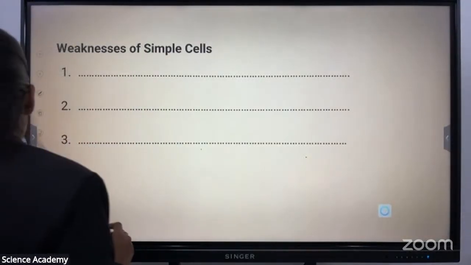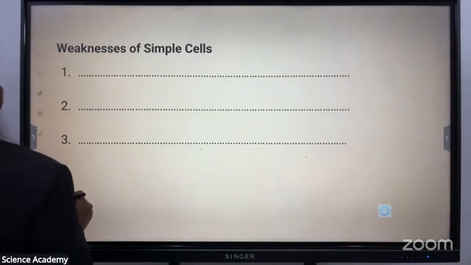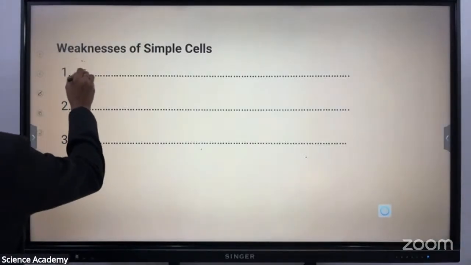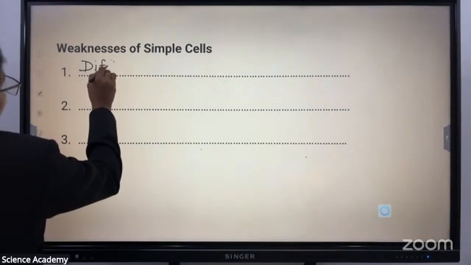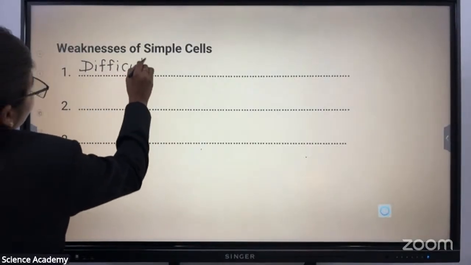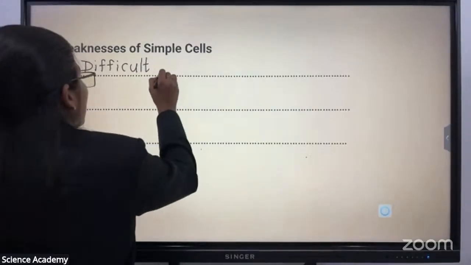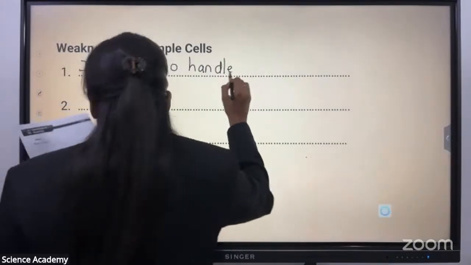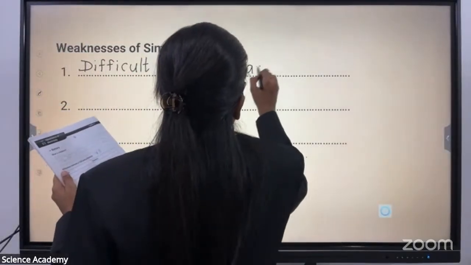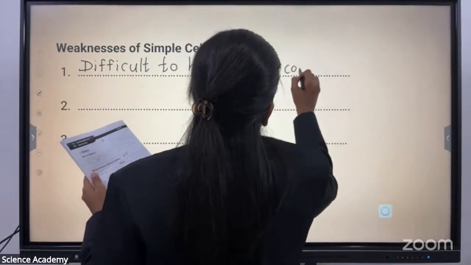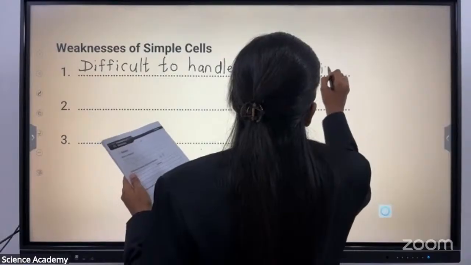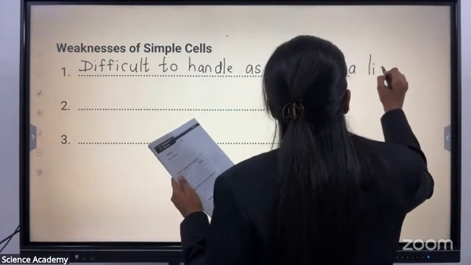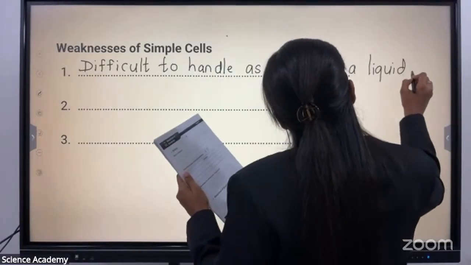Now you have the knowledge, right? On page number 7, I have given the spaces to write the weaknesses of simple cells, right? Okay, the first one: difficult to handle as it contains a liquid. Difficult to handle, not user friendly, right?